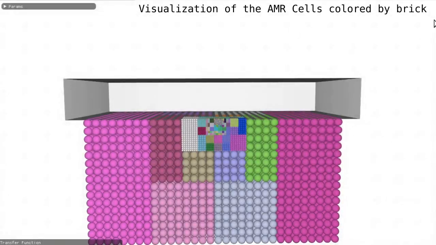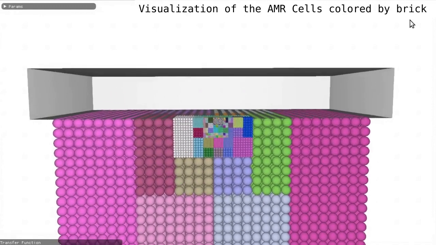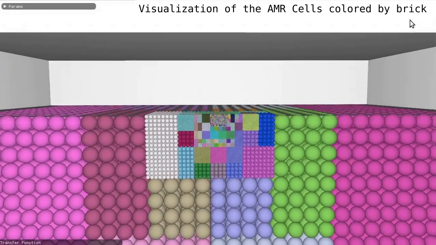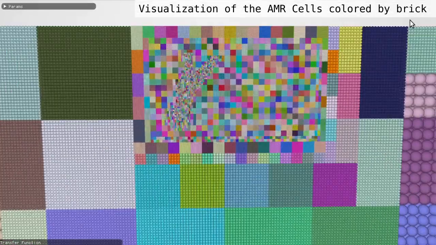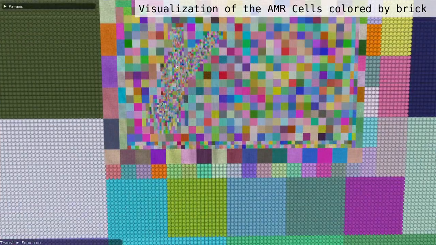Here we show a visualization of the AMR cells as spheres, sized according to the AMR cell size. The spheres are colored by the brick they are assigned to in our ExaBricks data structure.